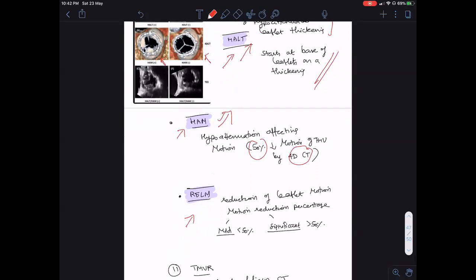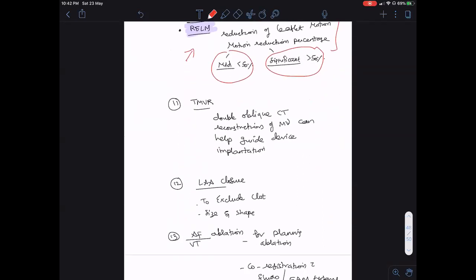RELM is very similar to HAM, nothing but reduction of leaflet motion. The leaflet motion can be a mild reduction, which is less than 50%, or a significant reduction, more than 50%. Of course, HALT, HAM and RELM can only be assessed by doing a 4D CT.